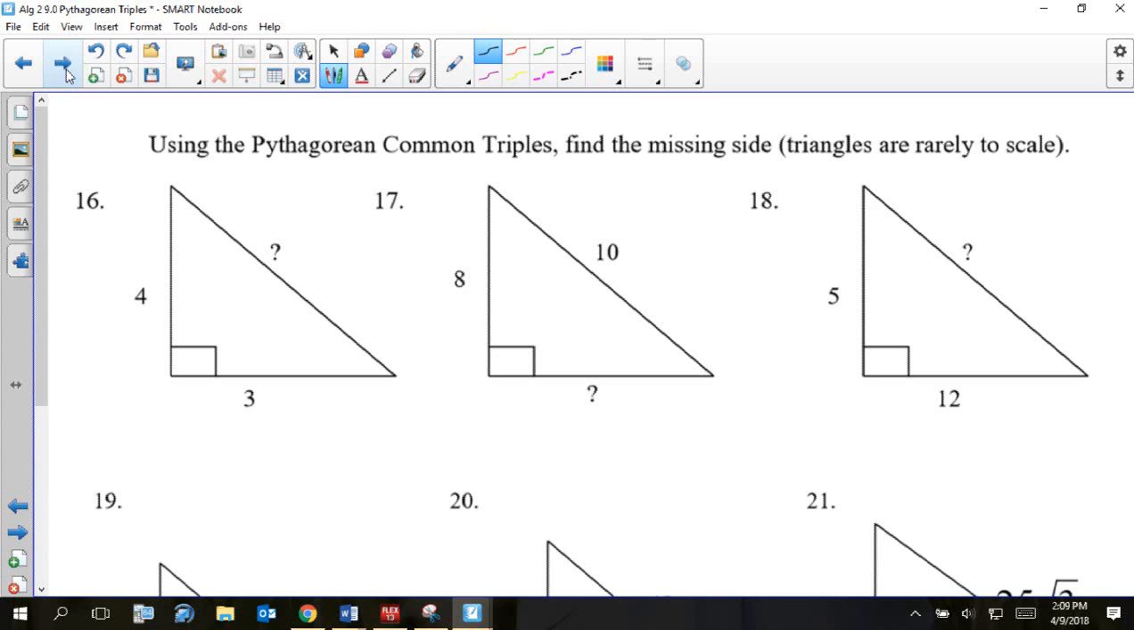Now if you have it memorized, you can write down the third side. If you don't, look on the front. Figure out the third side and write it down. Don't use the Pythagorean theorem on the back. So you're going to use your triples. And hopefully you'll memorize some of them because of this.